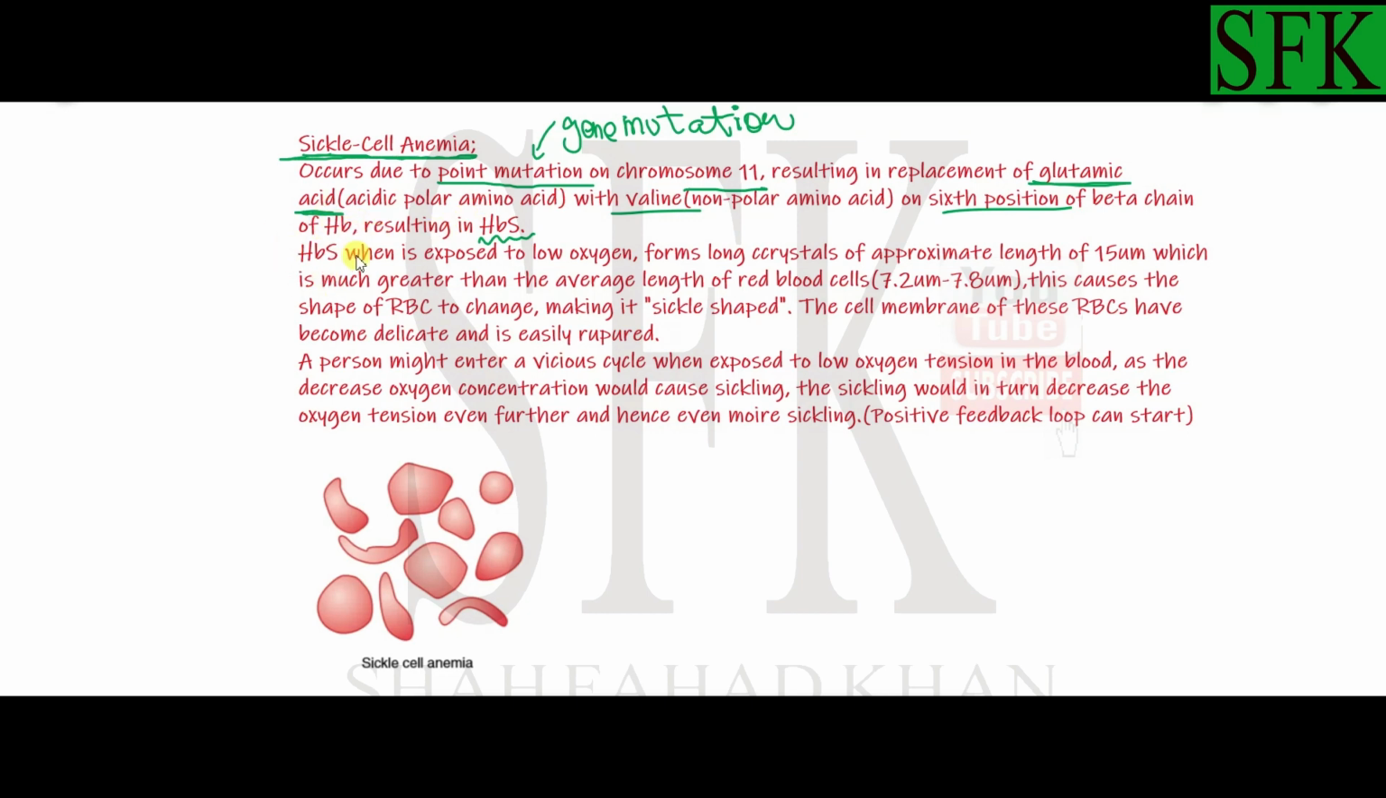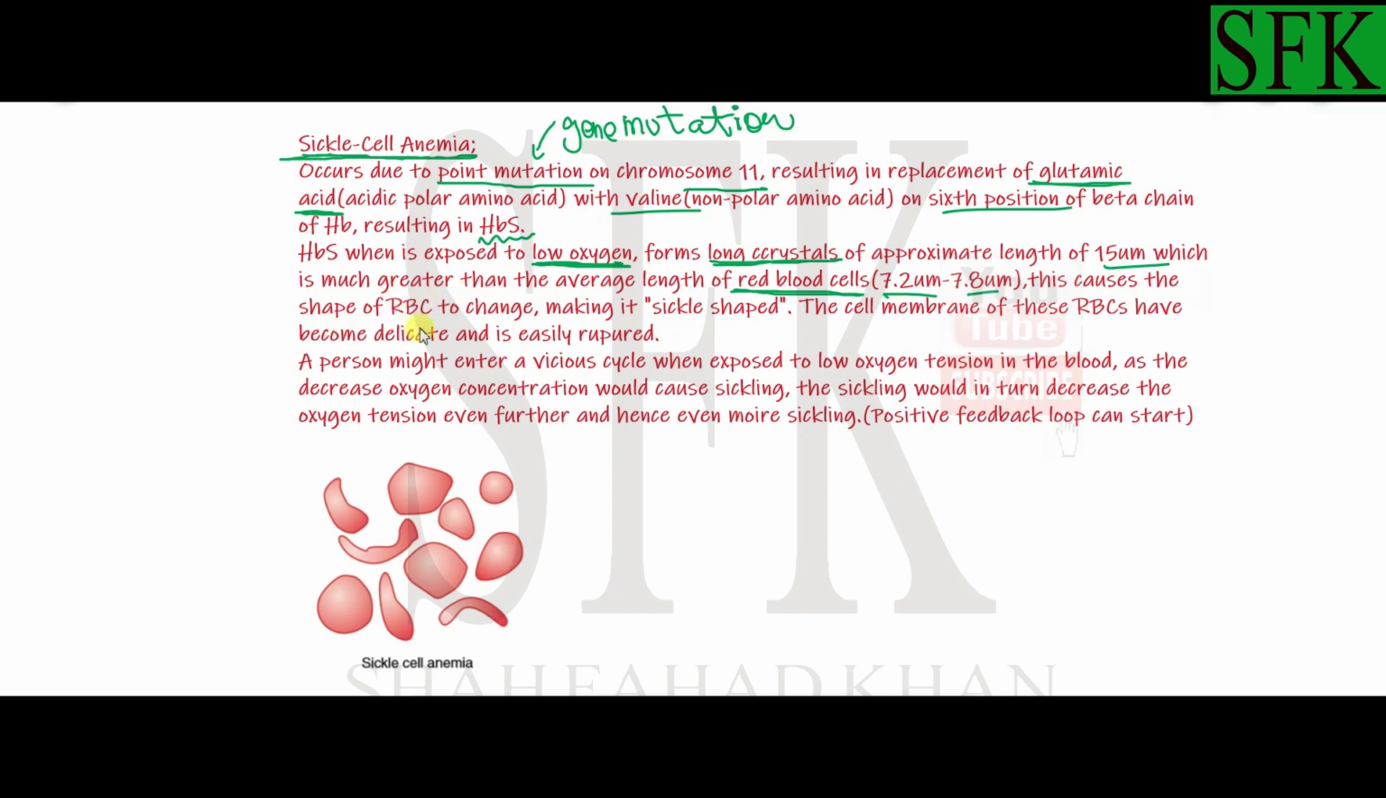Now, this HbS is very dangerous. When it is exposed to low oxygen concentration, low oxygen tension, it forms very long crystals of approximately 15 micrometer length, which is much greater than the average length of the red blood cells themselves, which are approximately 7.2 to 7.8 micrometers.